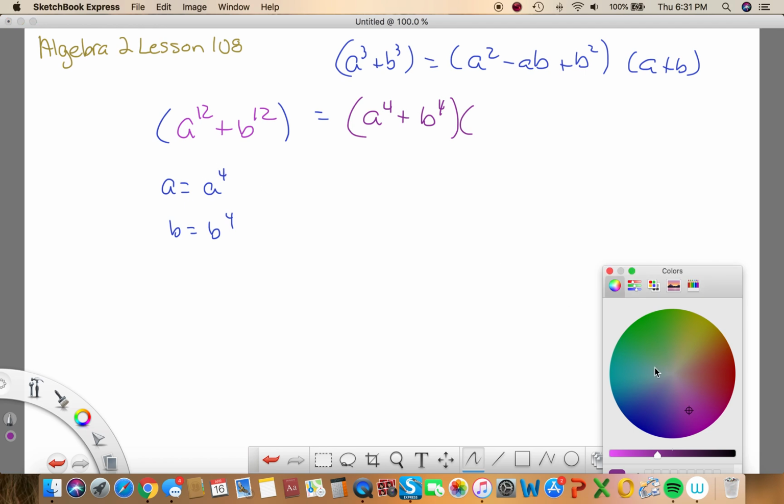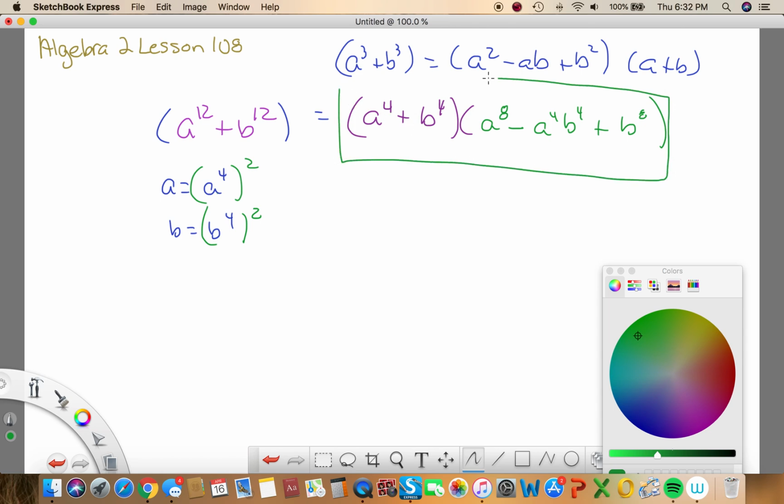times, again, remember, I have to square these. This is a power raised to a power, so it's a to the 8th. So you have a to the 8th, oops, and we have to change the sign. So it's minus. This times 4, so it's a to the 4th, b to the 4th, plus b to the 8th. Now, if this was a difference, you could go on and factor this some more, but we can't. So that's simply our answer. It's not factorable any further.